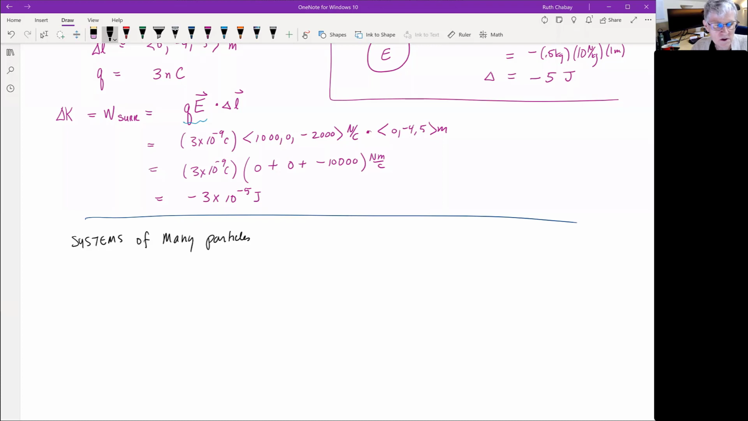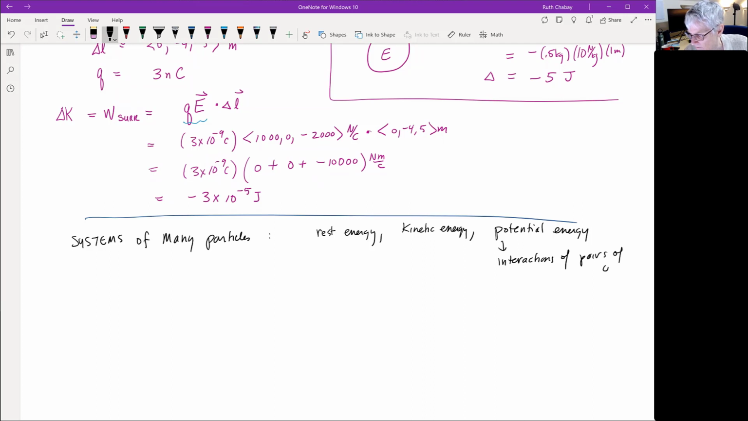systems of many particles, we can have rest energy, we can have kinetic energy, and we can have this interaction energy associated with pairs of interacting particles. So we can have potential energy associated with interactions of pairs of objects.